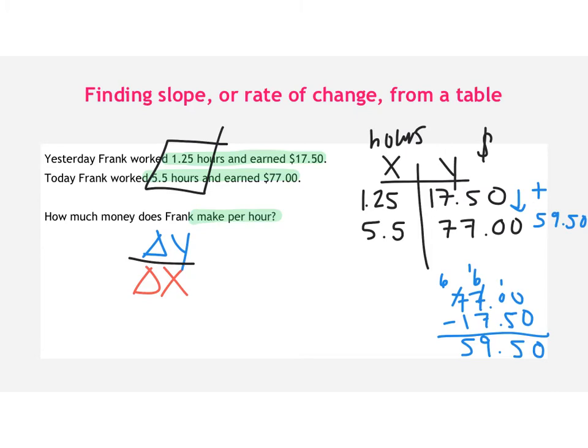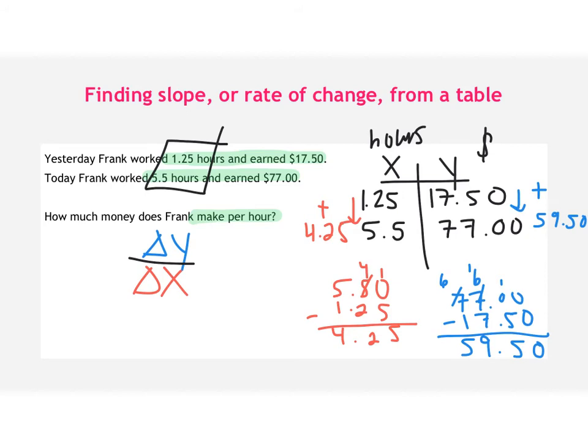Now we've got to go and check out our change in the x values. So to go from 1.25 to 5.5, that's definitely increasing. And then what is it increasing by? Well, to go from 1.25 to 5.25 would be 4. And then we've got another 0.25. So it's going to be going up by 4.25. But let's just verify that real quick. 5.50 minus 1.25. Yep. So it's going to be going up by 4.25.